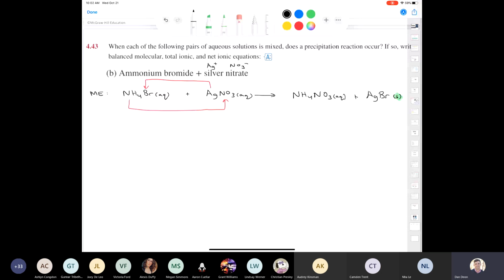Now we're going to write out our ionic equation. That means we're going to break everything apart into its ions. What do we break apart into its ions? Anything with AQ is broken into ions. Okay, so we have ammonium bromide. We're going to break that into ammonium, we're going to write AQ after that, plus bromide. We're going to write AQ after that. Silver nitrate is aqueous. We have silver plus aqueous plus nitrate.